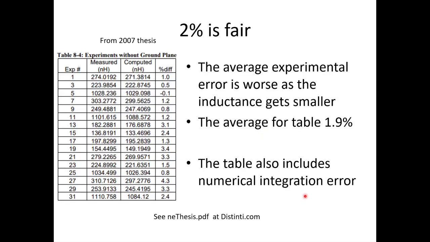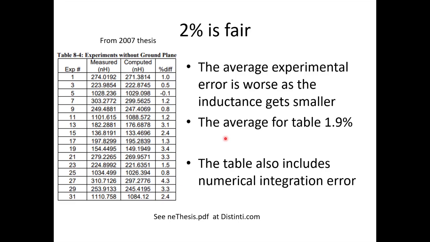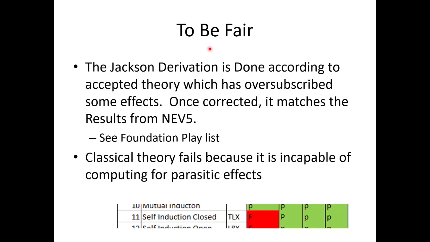And the reason I say this is because I have a lot of data compared. Now, this is measured versus computed. This is computed, so in this data here, there is also numerical integration error. The values here were done analytically, so there is no numerical integration error. So we should be able to do better than this. The average of this is 2%, so 2% is fair for the precision of the experiment.